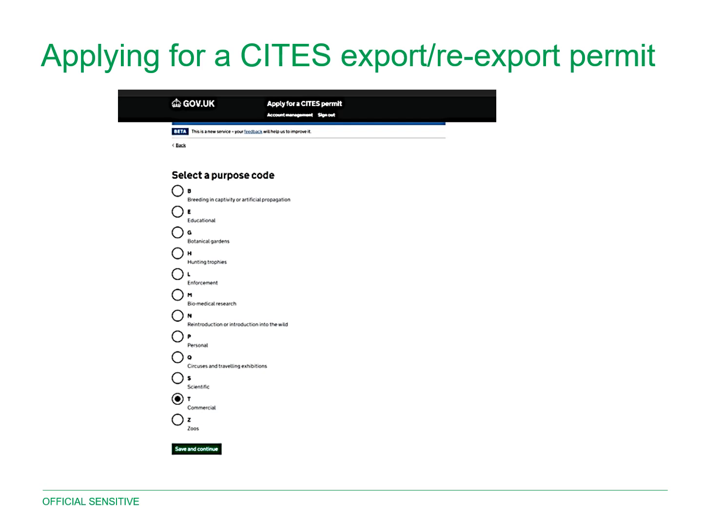Once you have confirmed the source code, you will be asked for the purpose code for the species you are applying for. For the purposes of this training video, we are exporting a live gyrfalcon captive bred in the UK, so we have chosen source code C for captive bred and purpose code T for commercial, because the applicant is exporting a live falcon that they have sold to someone in the United Arab Emirates. Click Save and Continue.